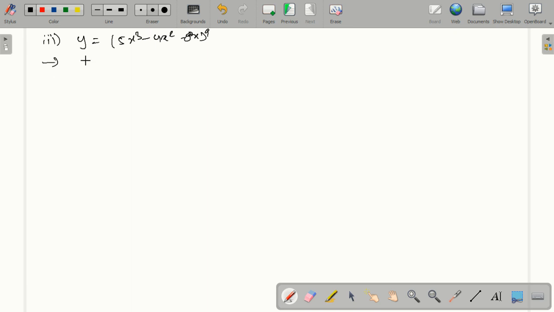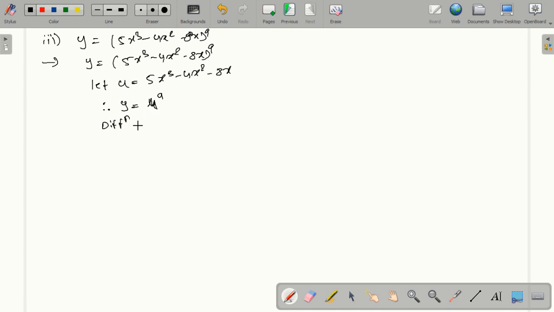So what I'm going to do is I'm going to type again the question 5x cube minus 4x square minus 8x raised to 9. So I'm going to say that let u is equals to 5x cube minus 4x square minus 8x. So therefore y is given as u raised to 9, right? U raised to 9. So you need to write differentiating both sides with respect to what, u, right? So here we have u, that's why we are differentiating both sides with respect to u.